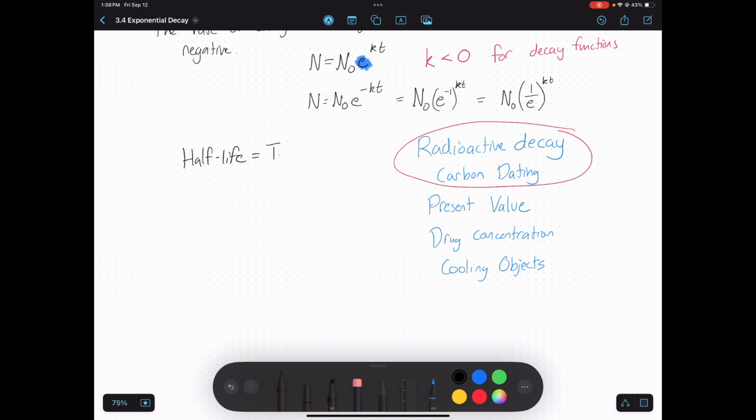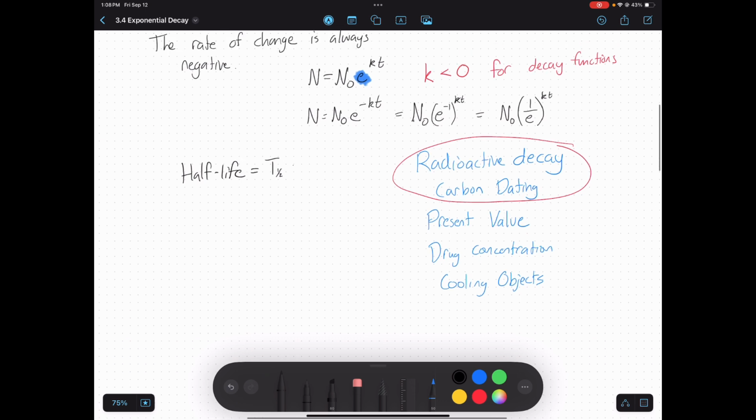So we can use t for that time value, but this time I'm going to do t sub 1/2 because this is the half-life. And to calculate your half-life, you just do the natural log of 1/2. Notice, since it's half-life, it's the natural log of 1/2 instead of the natural log of 2, divided by the rate of change. So it's a very, very similar formula.